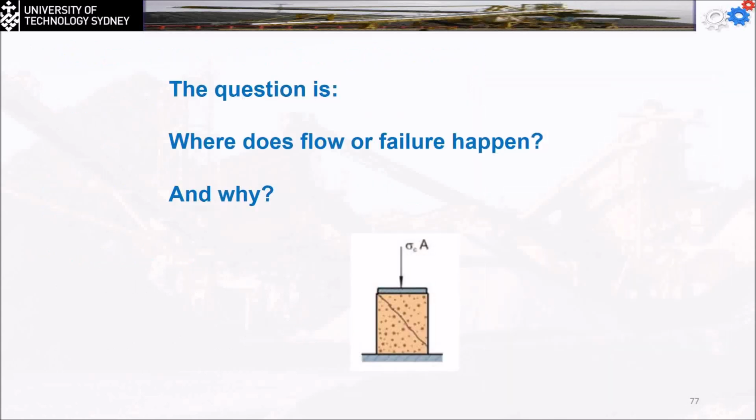The question is, where is the flow or the failure going to happen and why? This plane cannot be simply predicted. You have to do the experiment. Maybe you're going to repeat the experiment 10 times, and you are going to have 10 different planes occurring for the sliding.